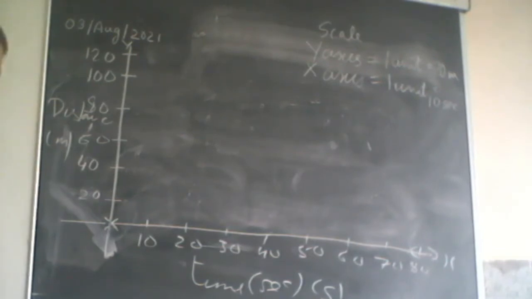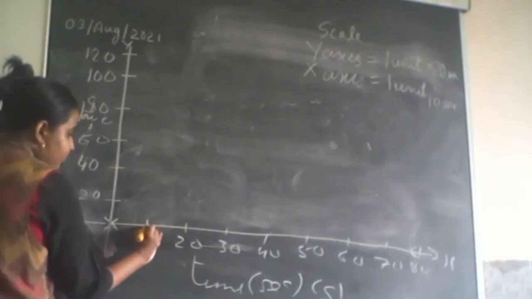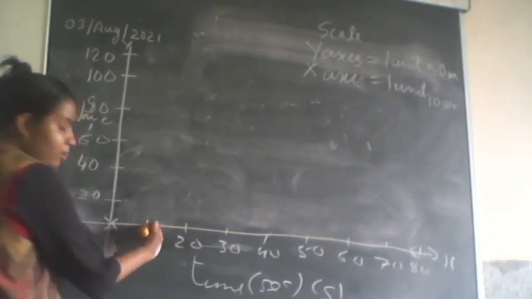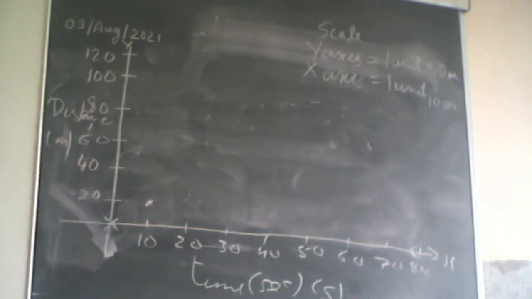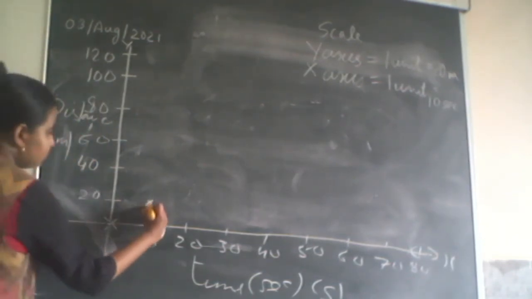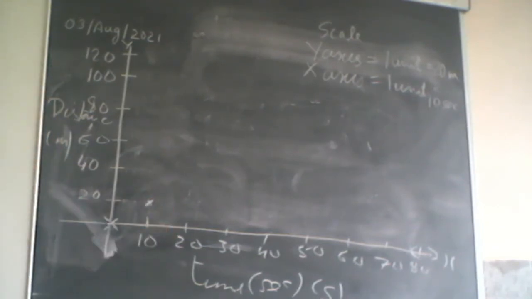Correct. Right. Now they are saying at 10 seconds, the body moves here. Distance covered is 20, meaning this point. Correct or wrong?